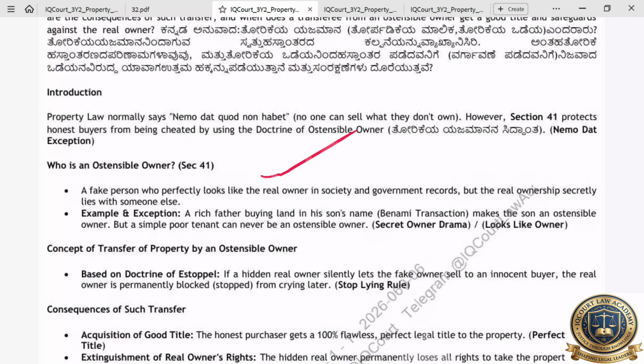A fake person who looks like a real owner in society and government record, but the real owner secretly lies with someone else. Means these are benami properties. Section number 41. This is an important question.